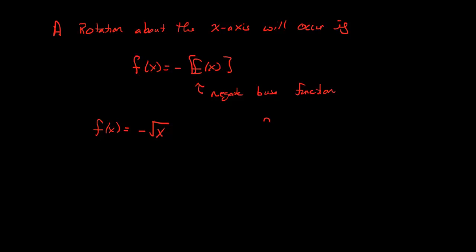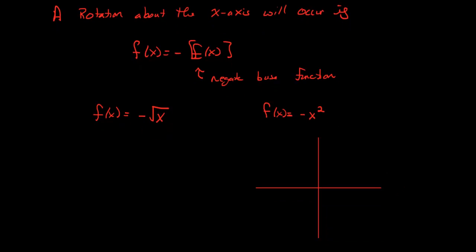If I look at another example, f(x) = -x², this, in fact, will cause my parabola that normally opens up to now flip across the x-axis and open down. So it's going to look something like that. So that negation will cause an x-axis rotation or an x-axis flip.